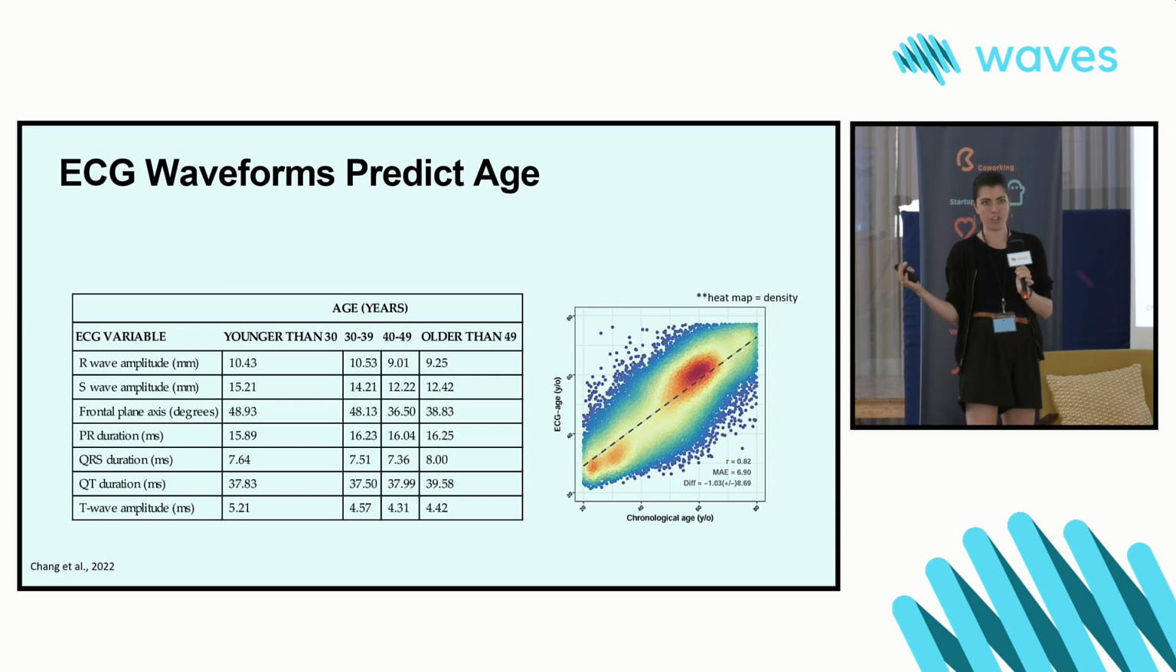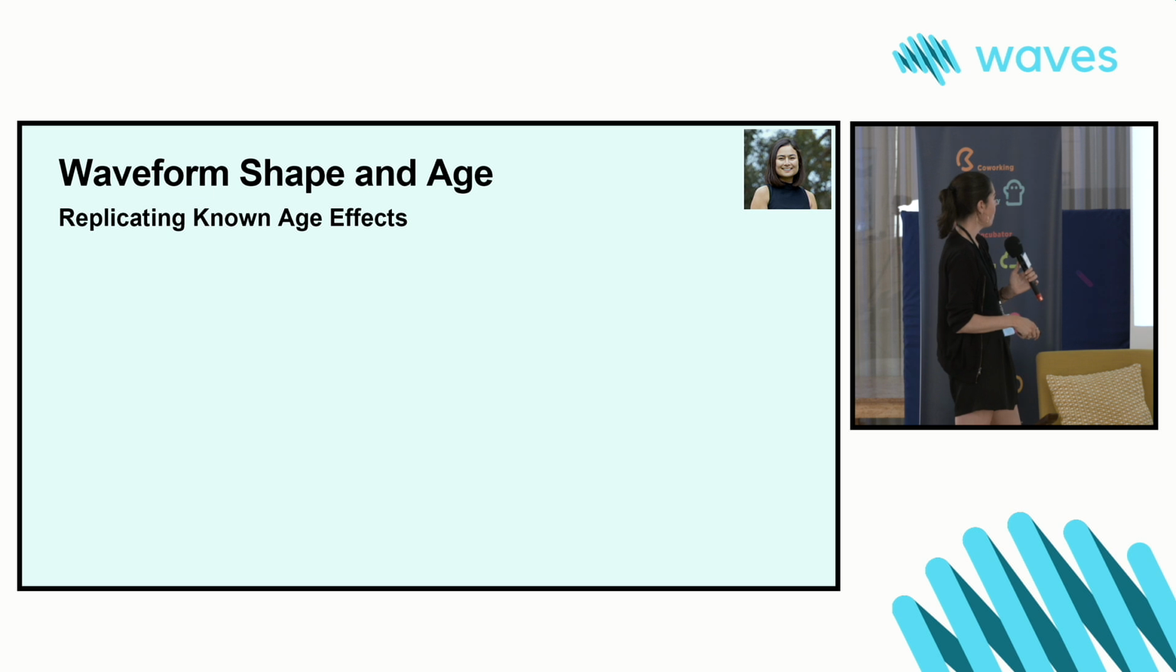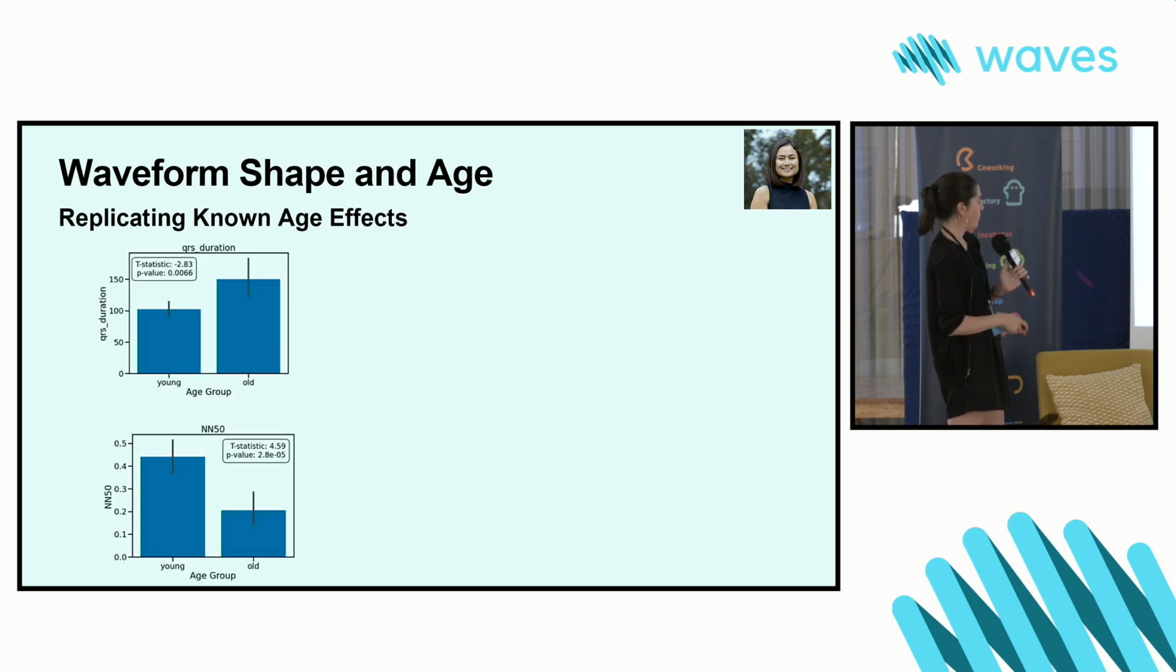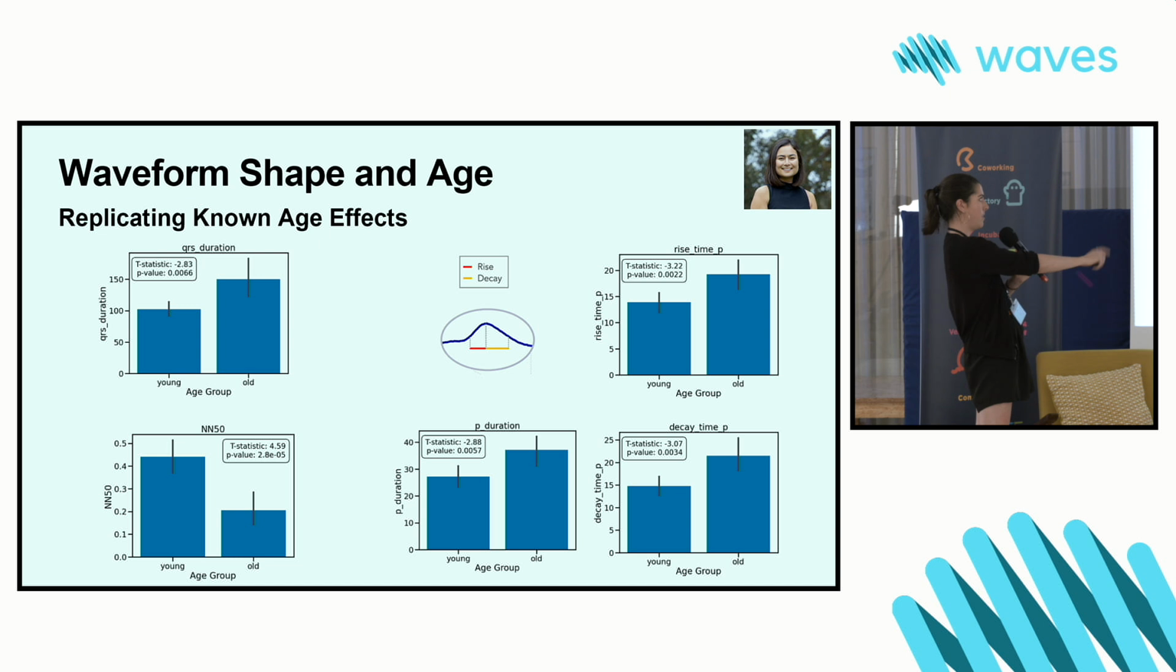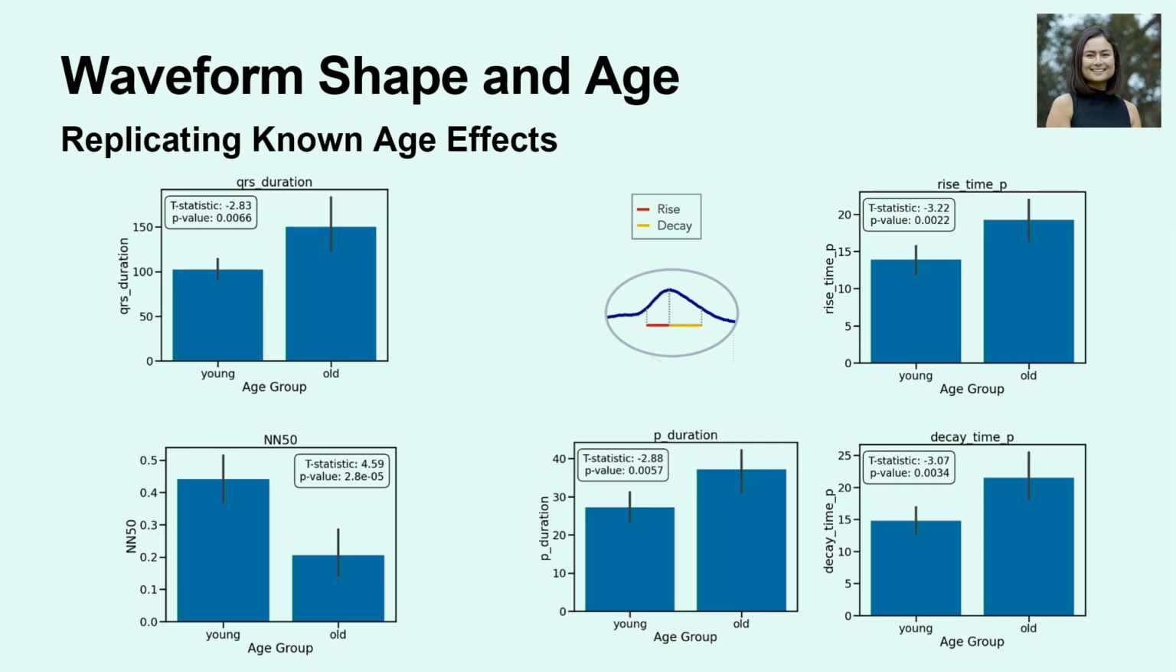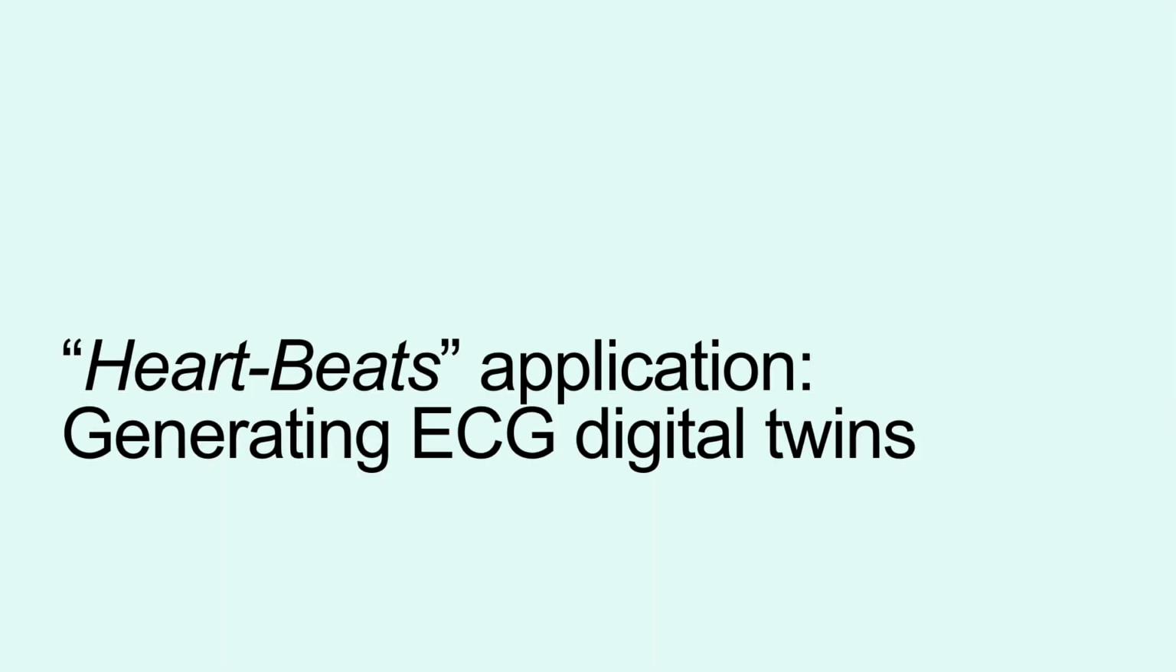So think of age in terms of: if you have a wider R, that would be an older ECG, correlated with actual chronological age. And so we took our tool and we were able to replicate age-expected effects. You're seeing QRS duration go up, you're seeing heart rate variability go down. This is an example of just the P peak, but you're seeing P peak duration go up, as well as this being reflected in our rise and decay times. So this is a sanity check.